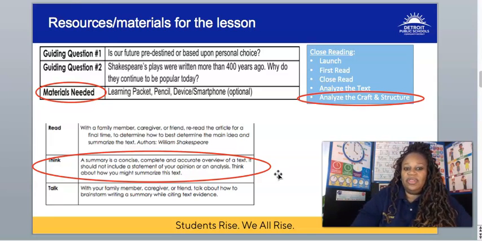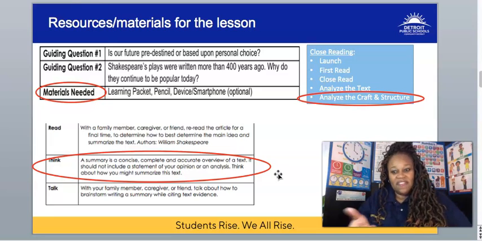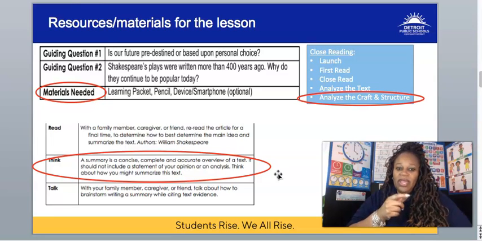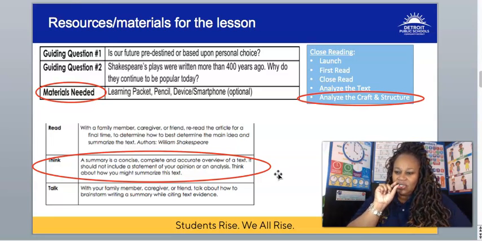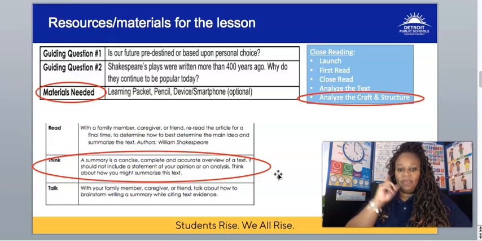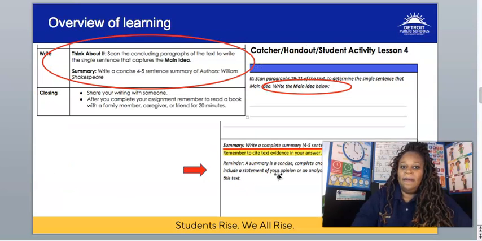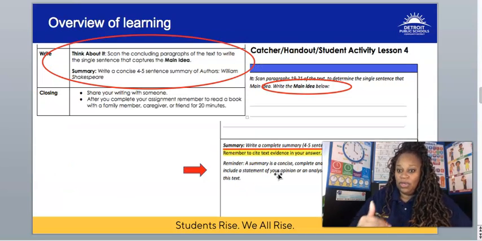Here's what I would like for you to think about today. Think about what a summary is in advance of having to write your own summary. Let's read this aloud. A summary is a concise, meaning short but sweet, complete and accurate overview of a text. It should not include any statements of your opinion or an analysis. Think about how you might summarize the text. As you think about it, it will help you to start by finding the main idea.